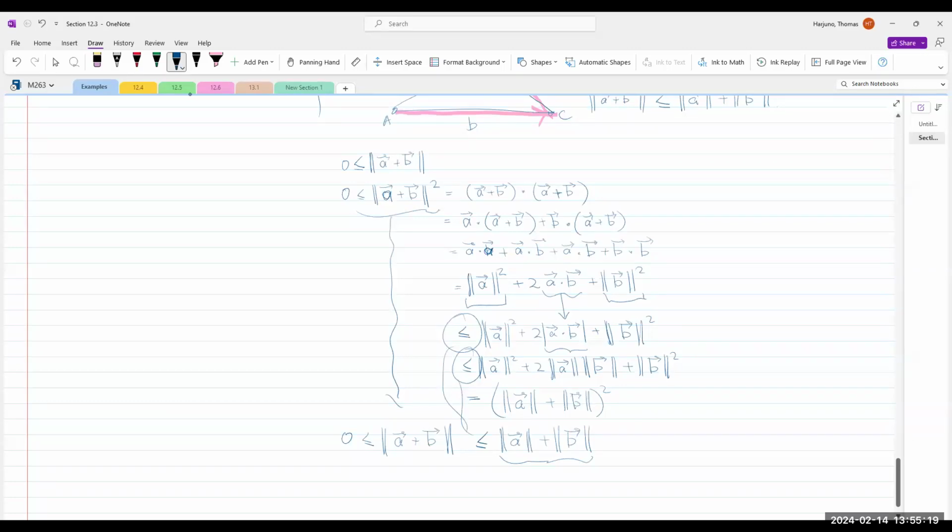Okay, now that guarantees that the magnitude of the sum of two vectors is less than or equal to the sum of the magnitudes of the two vectors. And that's the end of that proof, which also ends our discussion on problems from section 12.3.